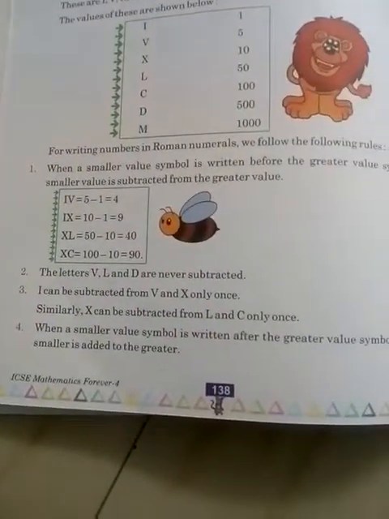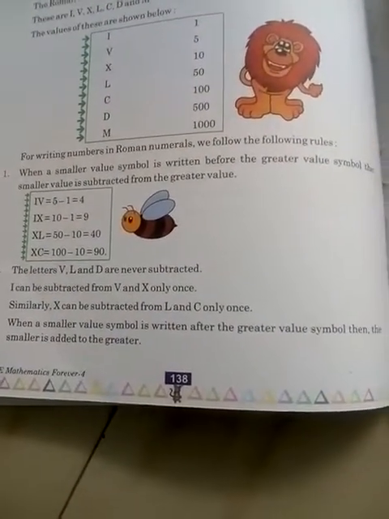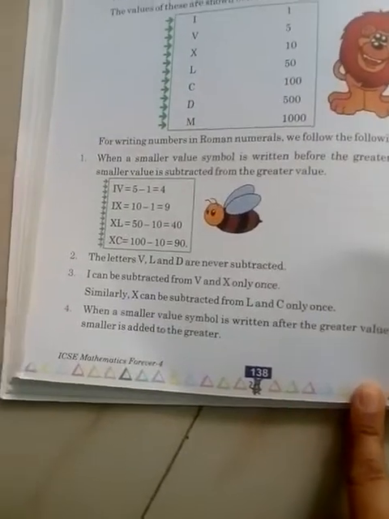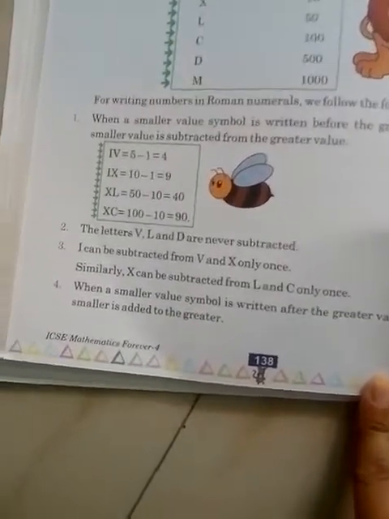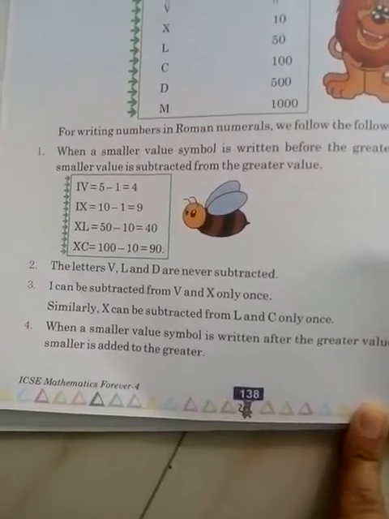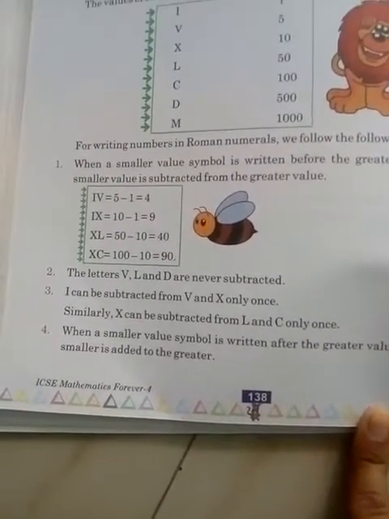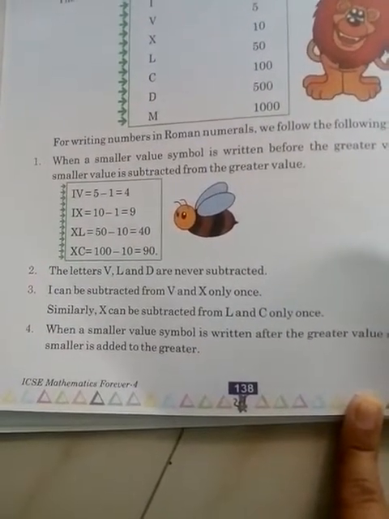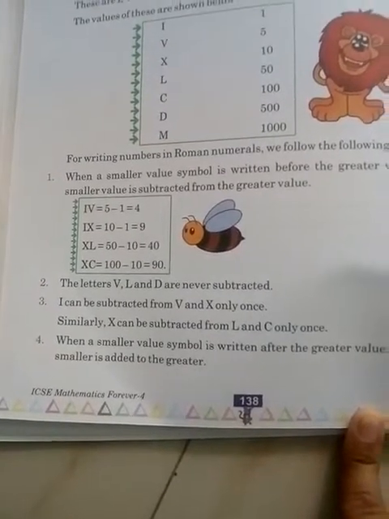Okay, look here again. When a smaller value Roman numeral is written before a greater value symbol, the smaller value is subtracted from the greater value, like this. I subtracted, that means 5 minus 1, 10 minus 1, 50 minus 10 and 100 minus 10. The letters V, L and D are never subtracted.